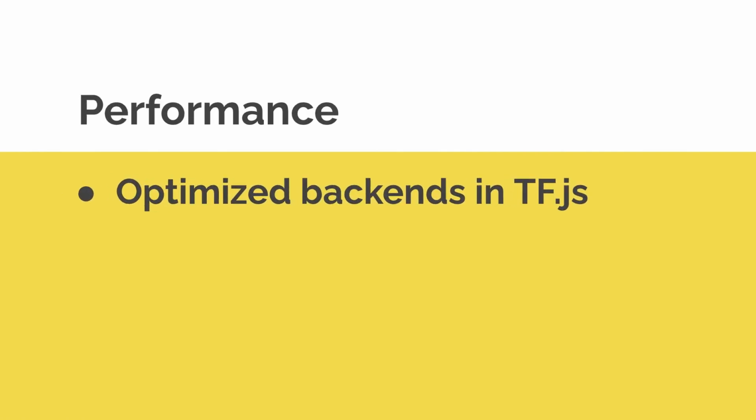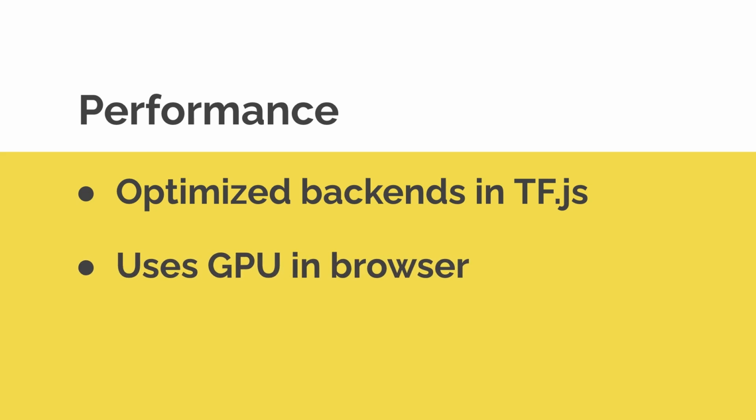Also with performance, there's optimized backends in TensorFlow JS. TensorFlow JS uses GPU in the browser for accelerated performance, for faster processing, because with machine learning models, typically you're working with a lot of data and a lot of processing, so you need the GPU to help you accelerate your processing. Otherwise, you'll be sitting around for a long time waiting for your machine learning models to complete.